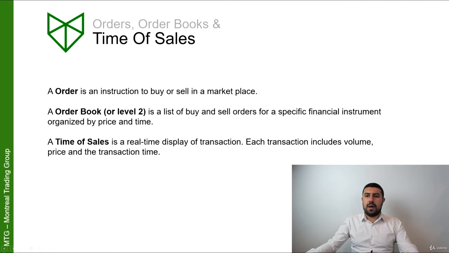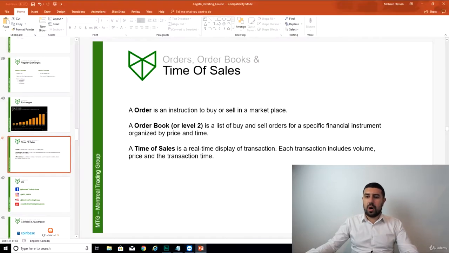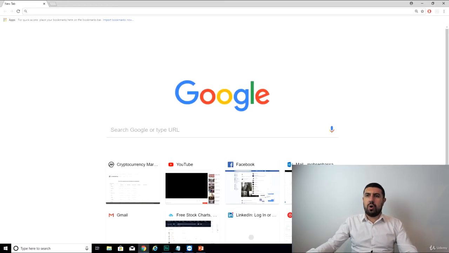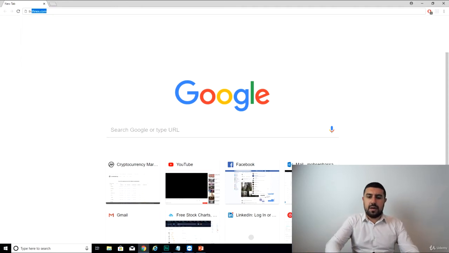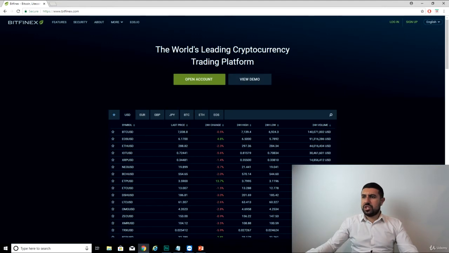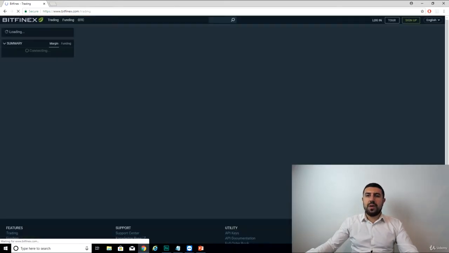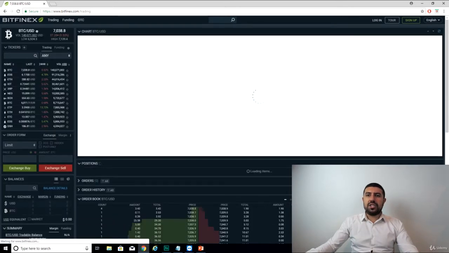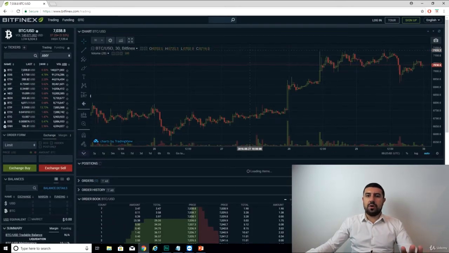Let's see them in action. So let's go on one of these exchanges. I'll go on Bitfinex, bitfinex.com. So this is one of the exchanges. I'll click View Demo instead of opening an account. Now, all the exchanges have very similar layouts.